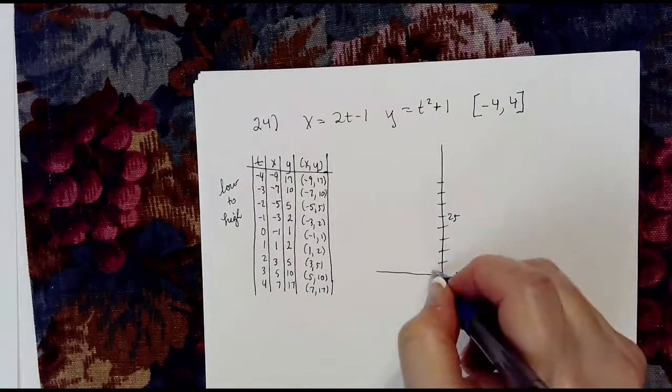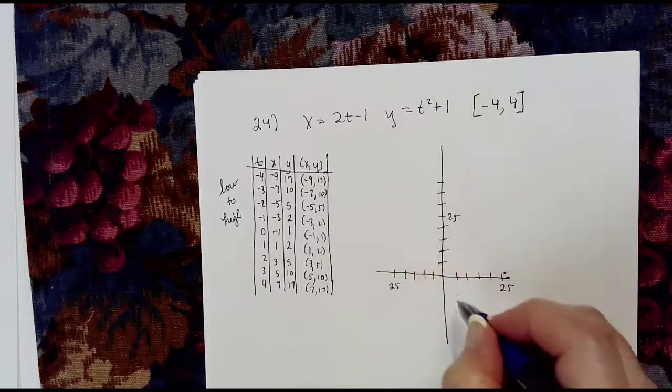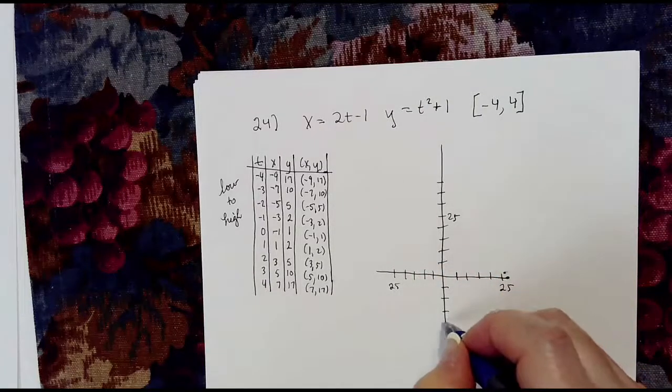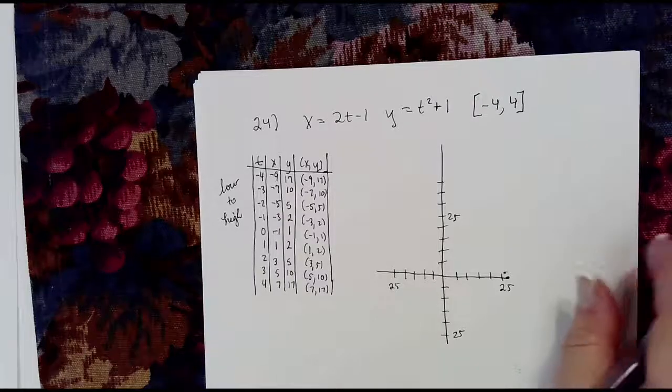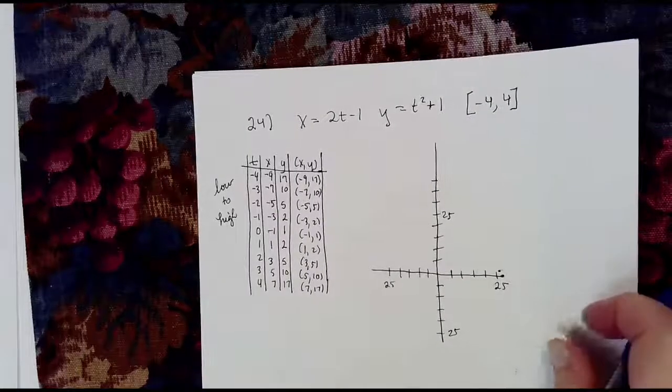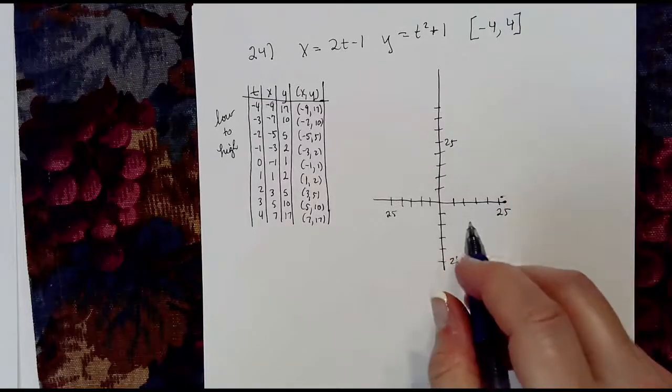Okay, and then same thing here. 5, 10, 15, 20, 25. And 5, 10, 15, 20, 25. Okay, so that's the way they have it marked on the one in the review. So now we're just going to plot these points.